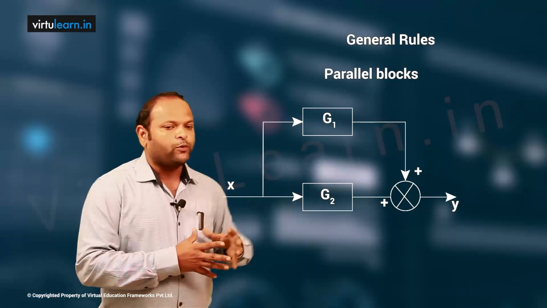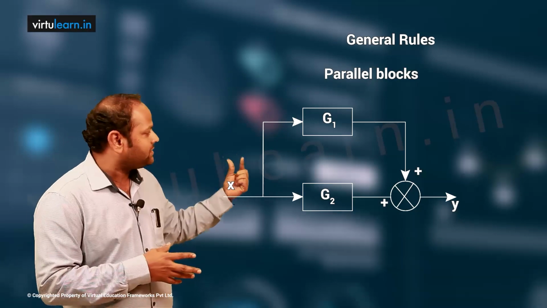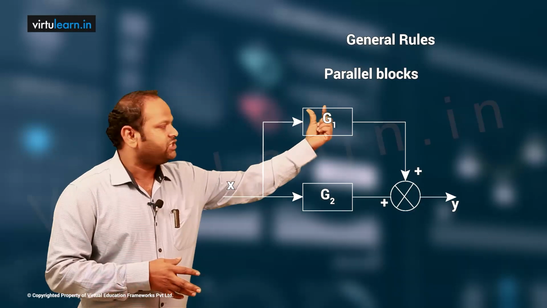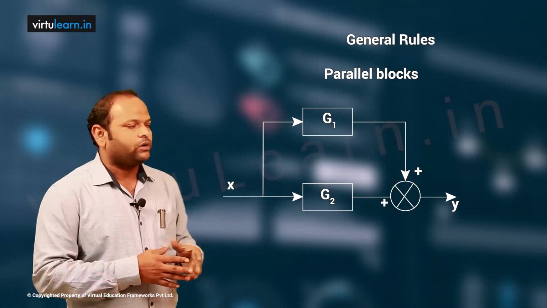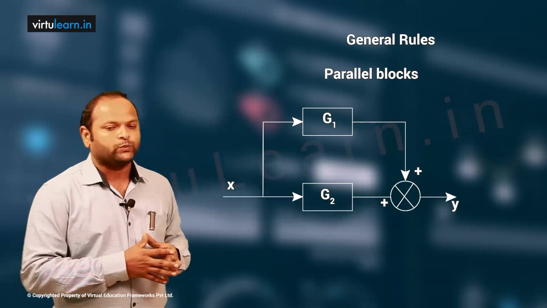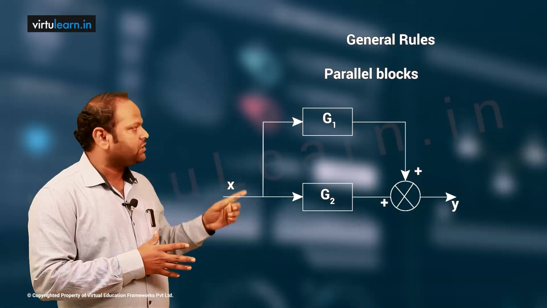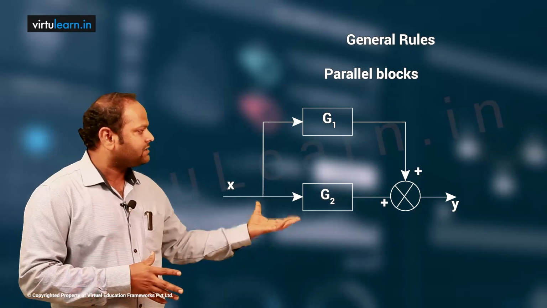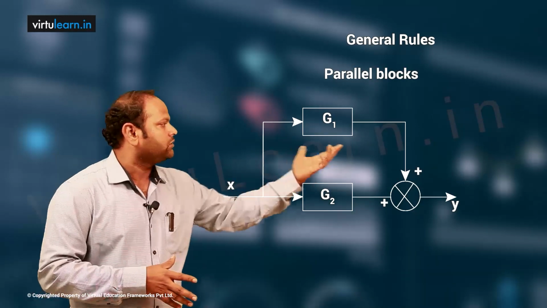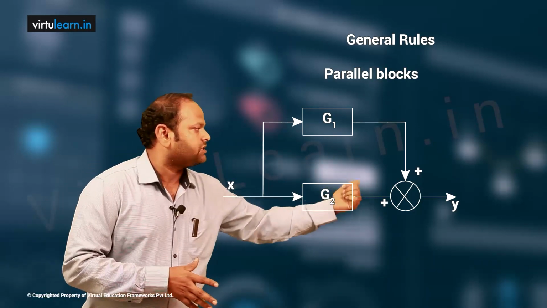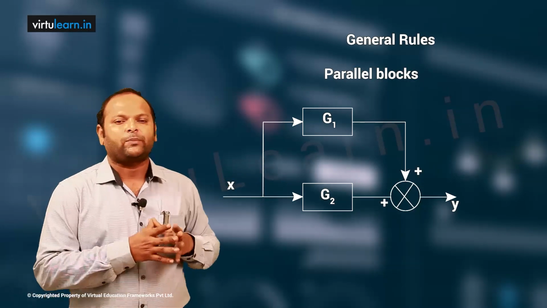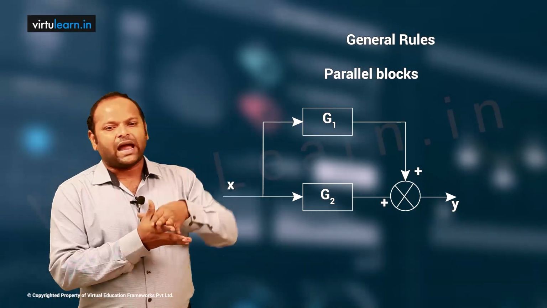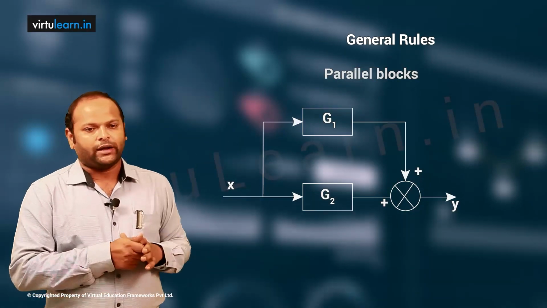Now, what will be the output for any given input? For this system, X is the input and Y is the output. We can find this is XG1 and this is XG2, and when you add them, Y is equal to XG1 plus XG2. You can take X common, so Y is equal to X into (G1 plus G2). So the resultant in a single block we can write as G1 plus G2. Whenever you have parallel blocks, you simply add or subtract depending upon the summing point polarities.